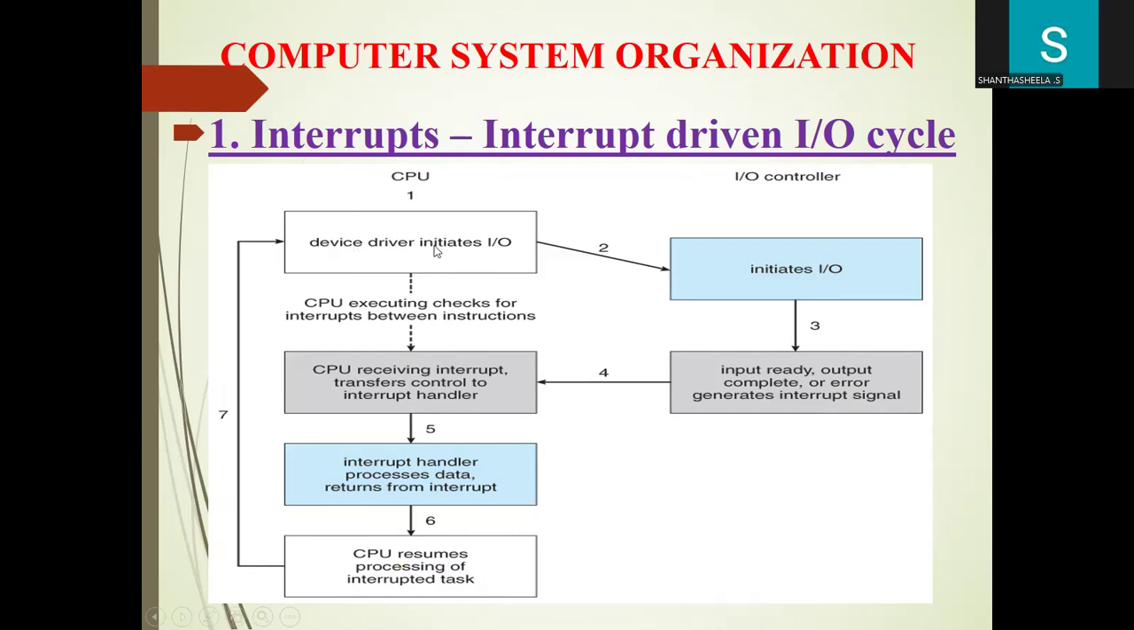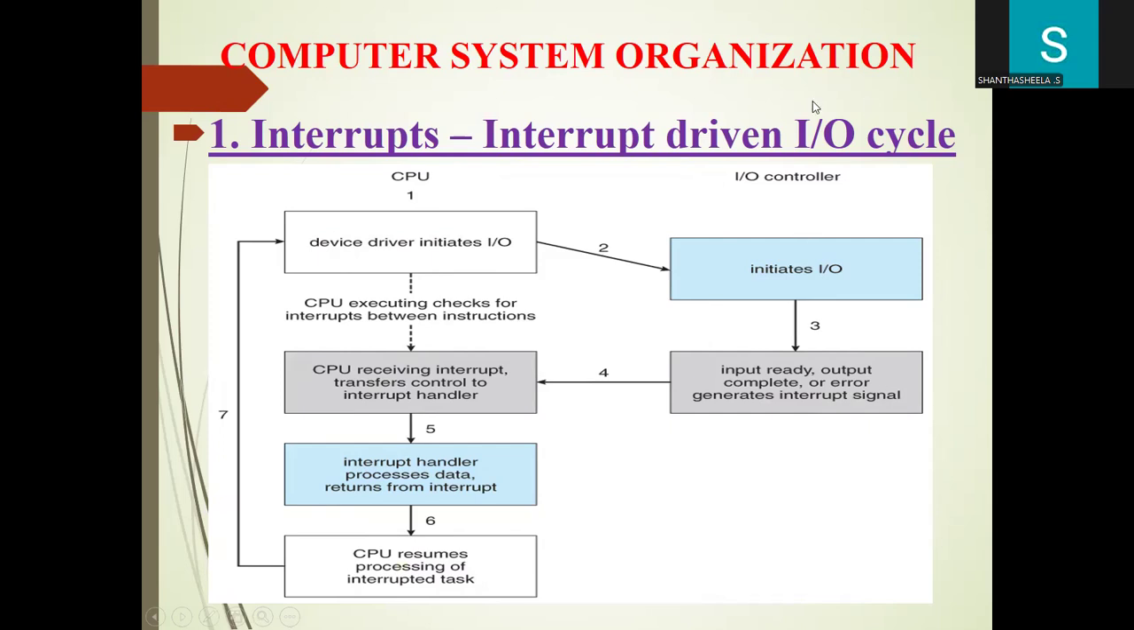So the first step is that the device driver initiates the input output. Once the input output operation is initiated, when the input is ready, the output is completed, or an error occurs, it generates the interrupt signal. The CPU receives the interrupt signal, so that control is transferred to the interrupt handler routine. The interrupt handler processes the data, and the CPU resumes the processing of the interrupted task. So this is the interrupt driven input output cycle.